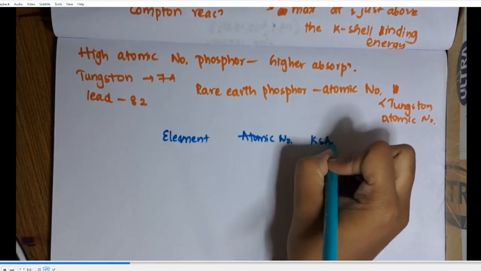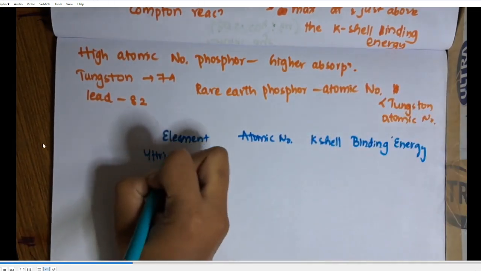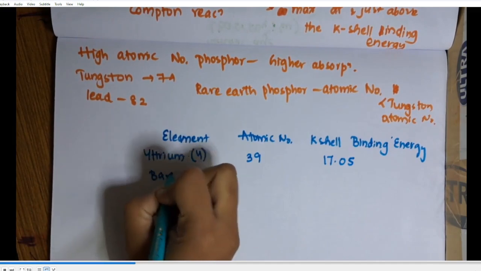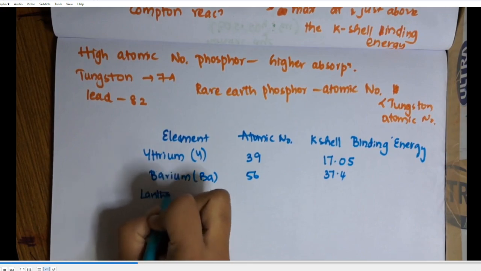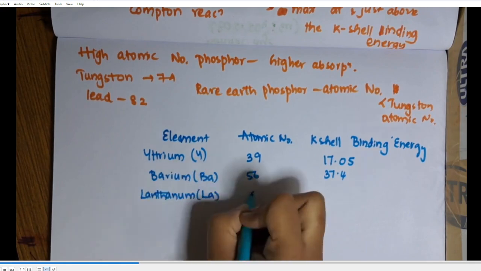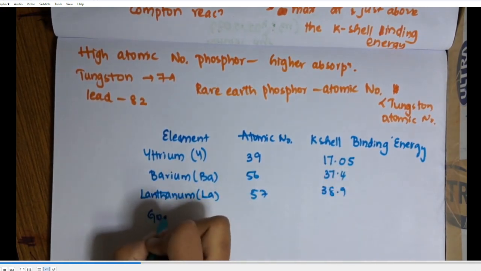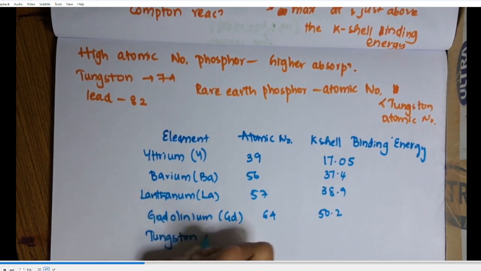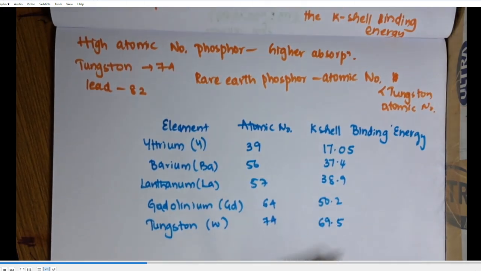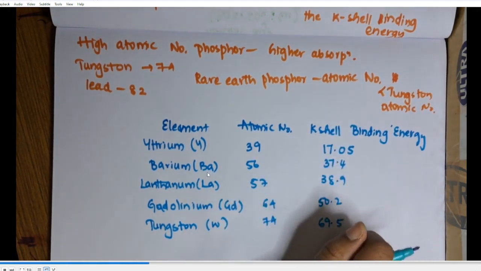If you take the element, its atomic number and K-shell binding energy: yttrium has an atomic number of 39 and a K-shell binding energy of 17.5; barium, atomic number 54 and K-shell binding energy 37.4; lanthanum, atomic number 57 and K-shell binding energy 38.9; gadolinium, atomic number 64 and K-shell binding energy 50.2; tungsten, atomic number 74 and K-shell binding energy 69.5. So all these rare earth elements have atomic numbers less than that of tungsten, and similarly their K-shell binding energies are also less than that of tungsten.